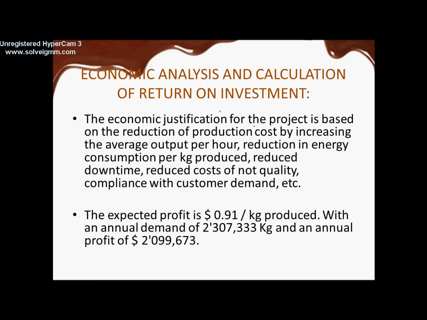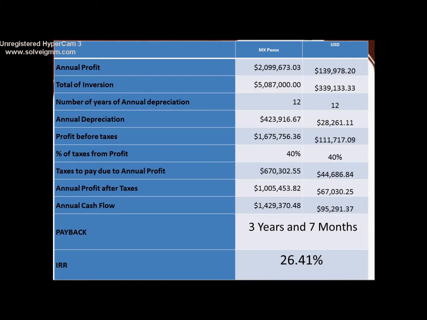Well, the expected profit from this process compared to the previous one is 0.91 Mexican pesos per kilogram produced. We have an annual demand of 2,300 tons per year. We could say that we have an annual profit from this process compared to the previous one of around 2 million pesos. Here in this table we can see it better.